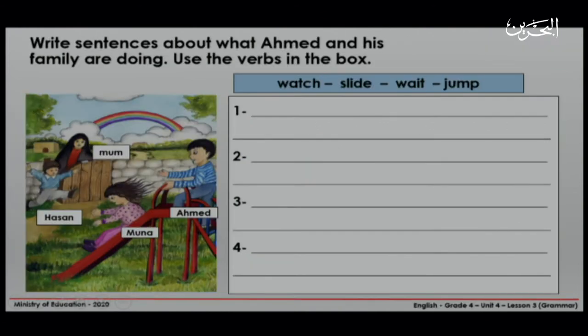Now, you are going to look at the picture and write sentences about what Ahmed and his family are doing. Use the verbs in the box. Let's read the verbs together. We have watch, slide, wait, jump. And let's look at the picture. We have mom, Hassan, Muna, and Ahmed. You have 5 minutes to write the sentences.